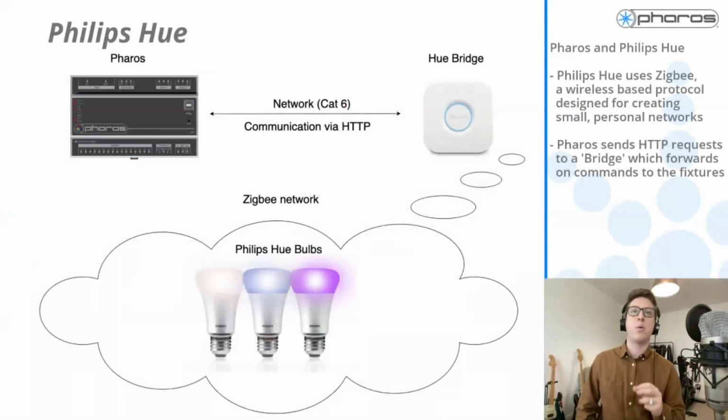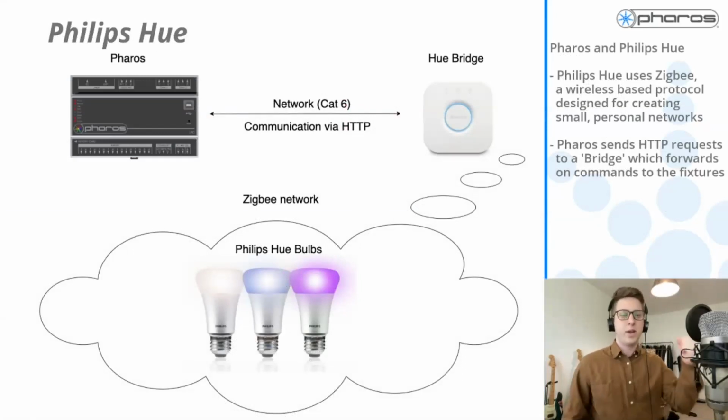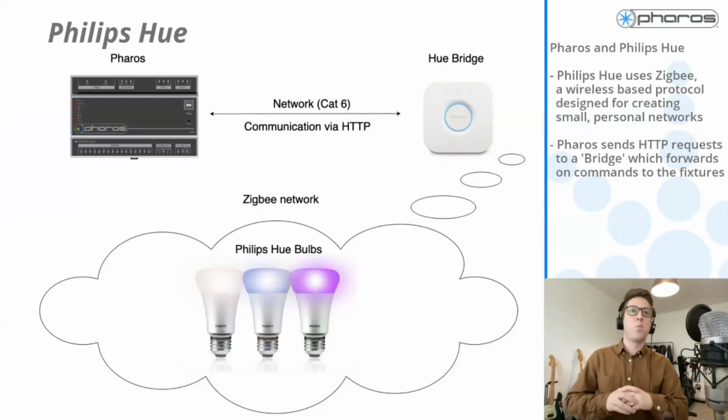So the next thing that I want to have a look at is Philips Hue. It's a similar kind of concept. We have a bridge. This bridge sits between Pharos and the Philips Hue bulbs. And then you have this wireless protocol called Zigbee that Philips uses for creating a small network between the fixtures.